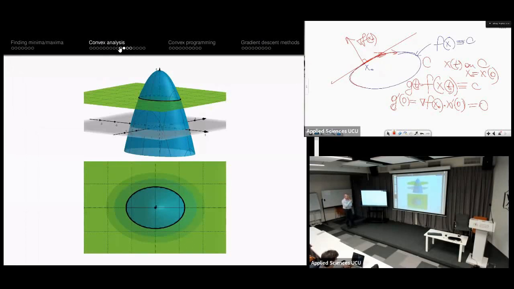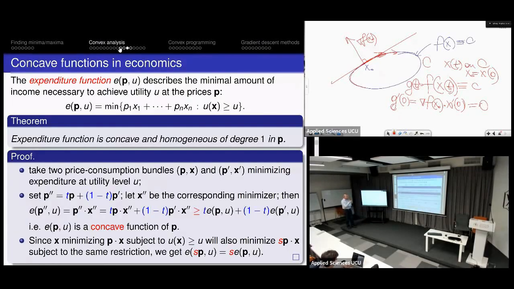Good, and finally, a few examples. Actually, these concave and convex functions arise very naturally when we minimize or maximize some linear functions. Well, for instance, let's consider the expenditure function, which depends on two variables, p and u, where u is the utility which we want to achieve. So we consider x's which return us utility larger or equal than this given u.